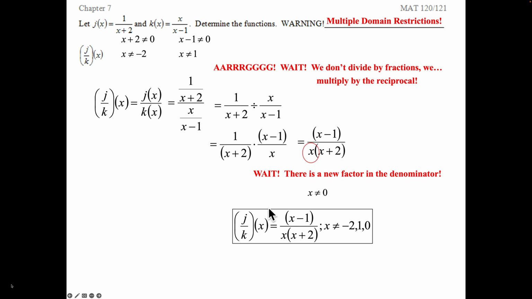Now, I know what you're thinking. Well, why can't we take away the 1? Because the 1 is now, x minus 1 is up in the numerator. Doesn't matter. It started in a denominator.